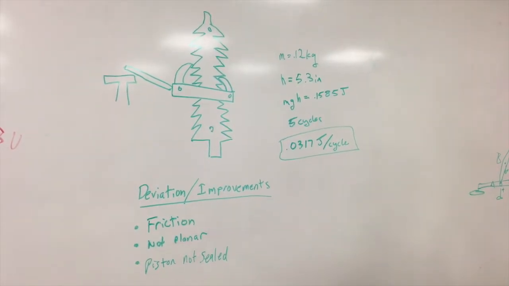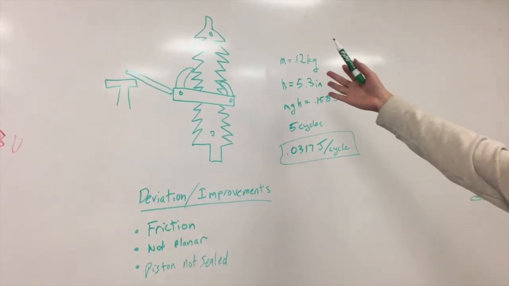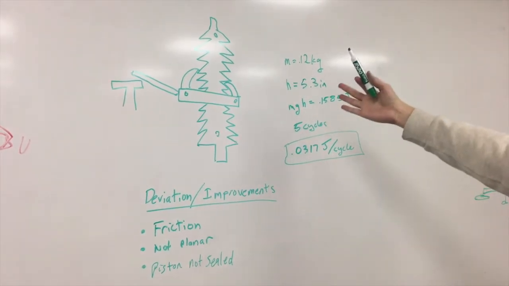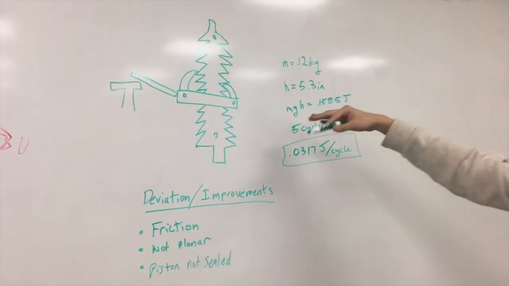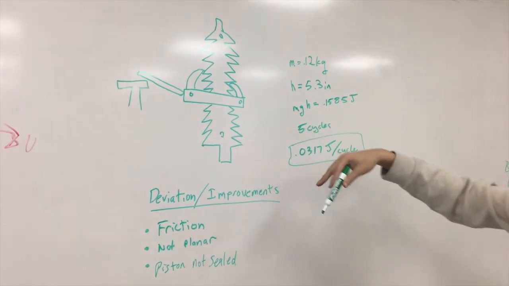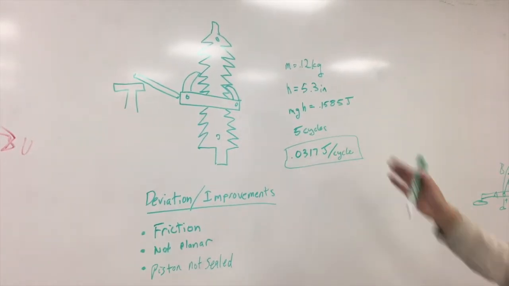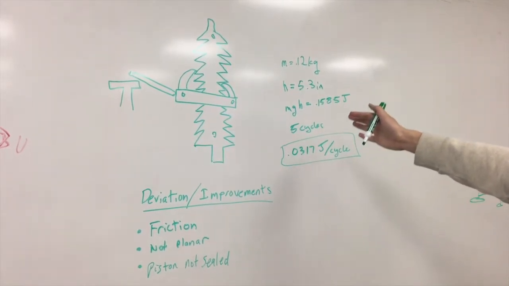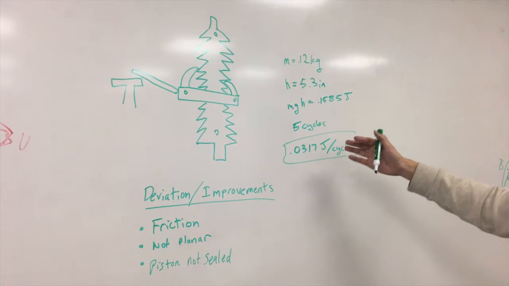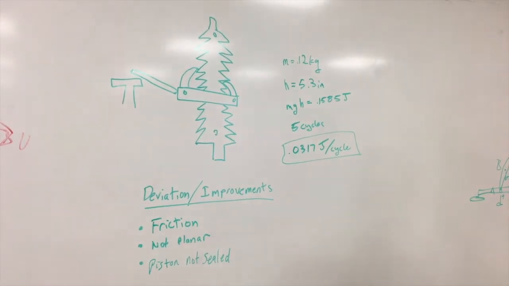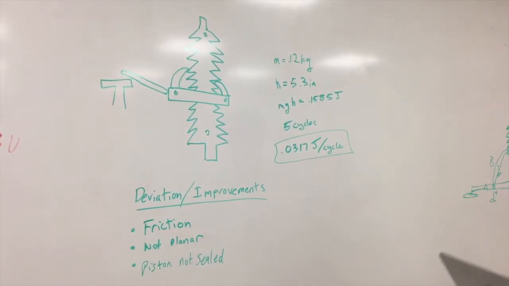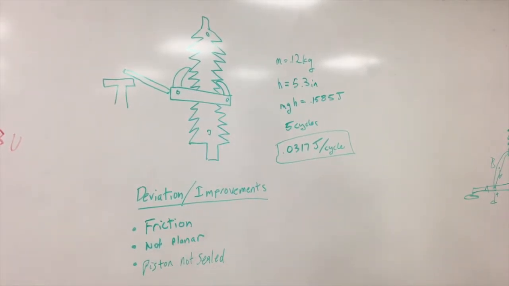In terms of actual performance, essentially we ended up going with a different mass of 0.12 kilograms, and our change in height ended up being 5.3 inches with our design. We calculated potential energy and then divided it by the number of cycles in our video, which is 5, and we came up with a work of 0.0317 joules per cycle, which is about 100 times less than our predicted value.